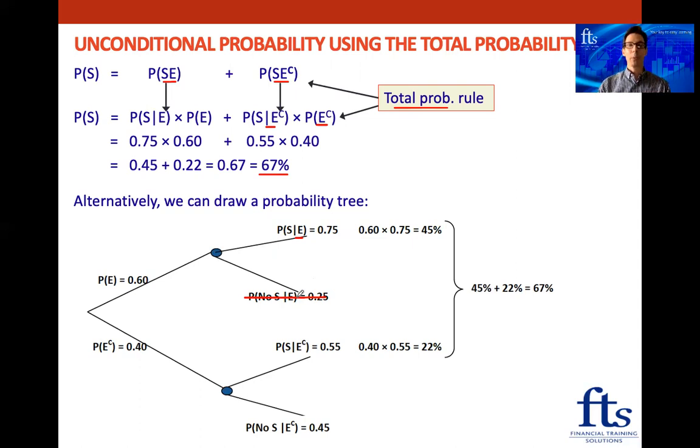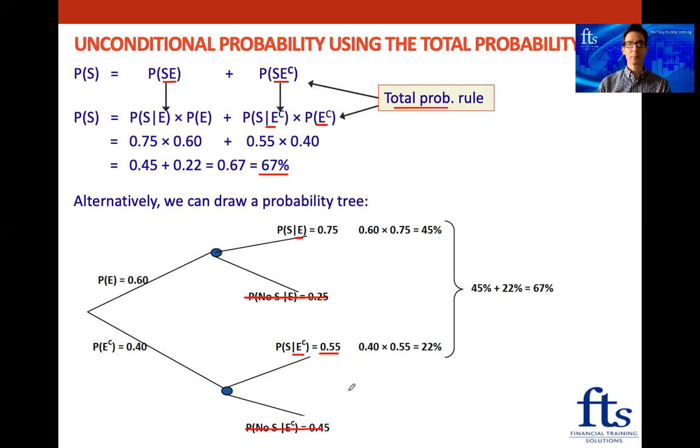And now we need to do the bottom part of the tree. They've given us on the previous slide that the probability that the sales increase given that the economy is not in expansion, so we're not in expansion over there, was 55%. Again, we don't need this information here, but if we wanted to know it, we could work out that the probability of no increase in sales given that the economy is not in expansion would be 1 minus 0.55, which is 0.45. But again, we don't need that.